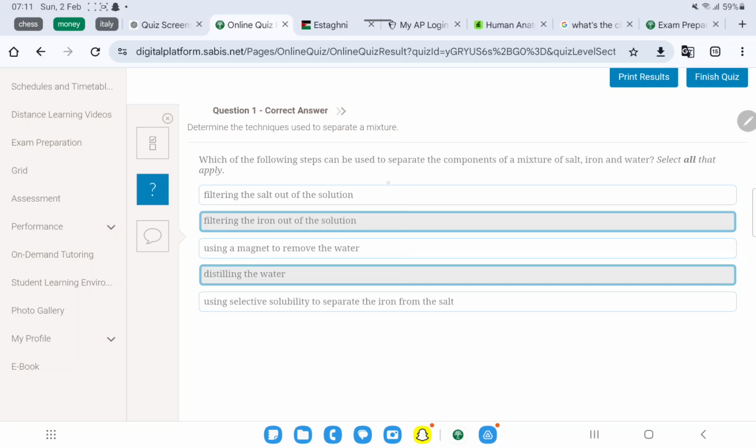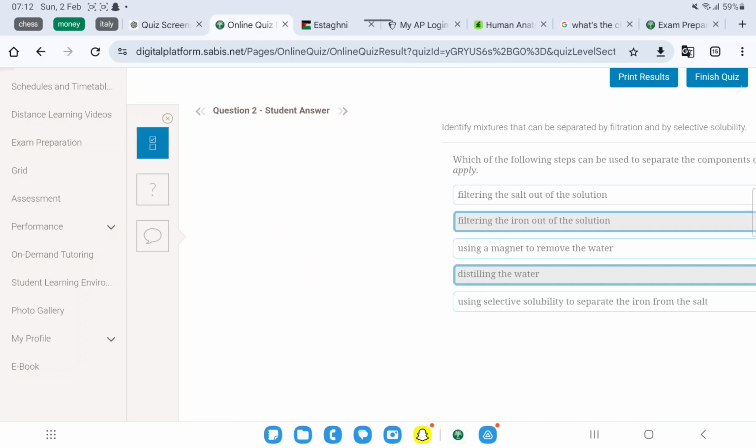Filtering the iron out, yeah, we do that using a magnet. To remove the water, we can't remove the water using a magnet. Distilling the water, yeah, when we do distillation, the water will be the distillate and the salt will be left over. Using selective solubility to separate the iron, we don't separate the iron from the salt.